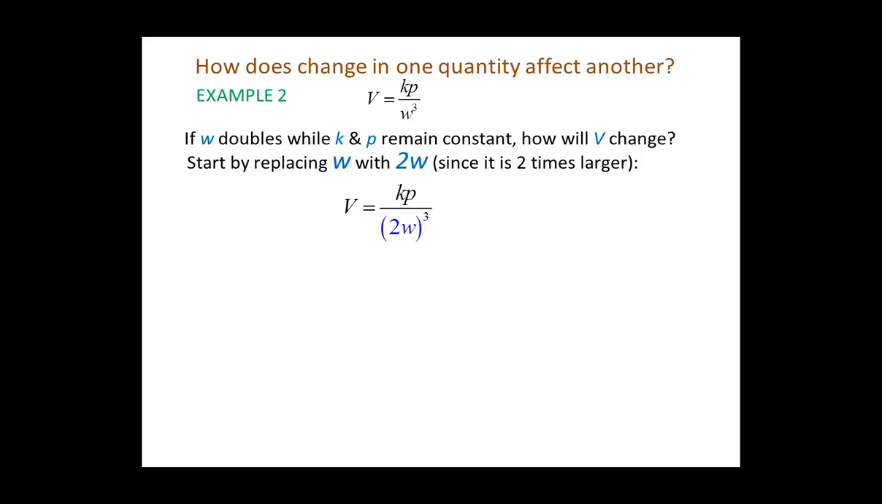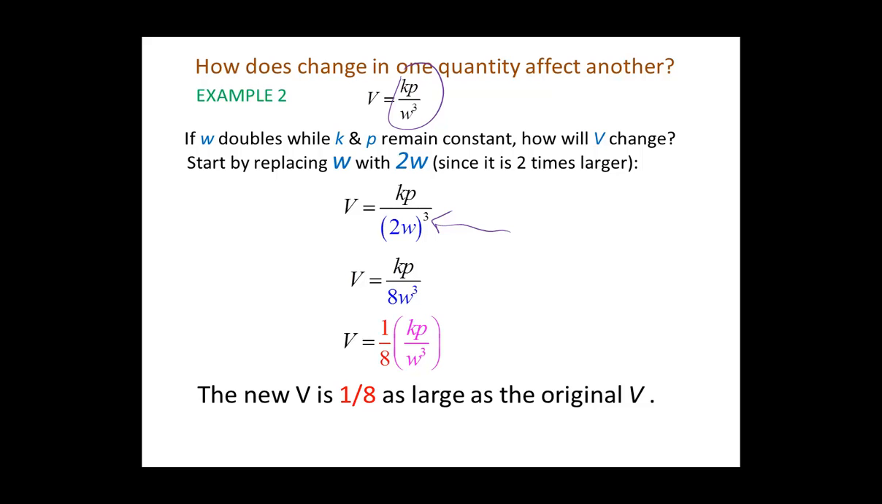So I'm going to start by applying this power of 3. I have to take 2 cubed. I also have to apply that to the W. So 2 cubed is 8. W cubed is W cubed. I'm still trying to get Kp over W cubed, so I'm just going to take that 8 in front as a 1/8. I can see the new V is 1/8 as large as the original V.